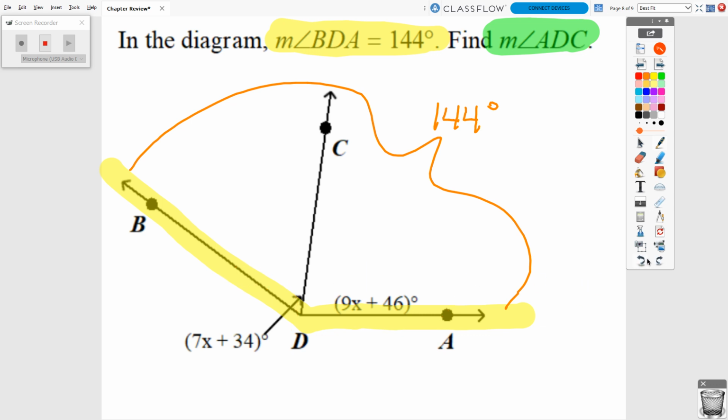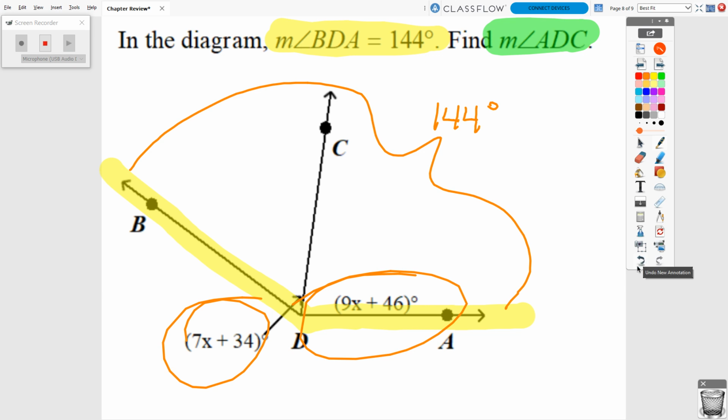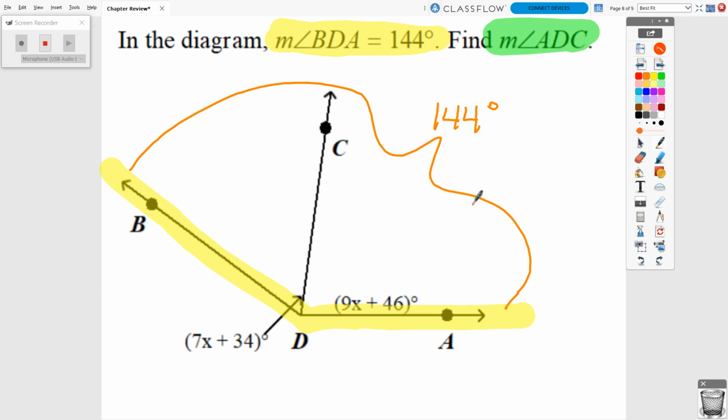And so one thing that I just want to throw out there is, do we know that ray DC is an angle bisector of angle BDA? Can I just set these two expressions equal to each other? Is that known to be true? And it's not, right? We don't know that's true. So we have to fall back on the good old angle addition postulate, that we take this 7x plus 34 angle, and we can add to it this 9x plus 46 other smaller angle, and altogether that's going to give us that great big 144 degrees.